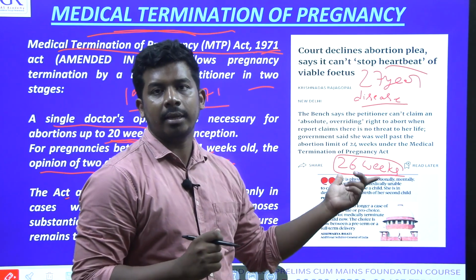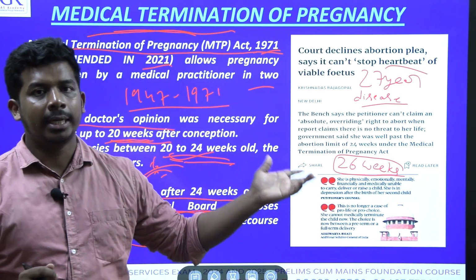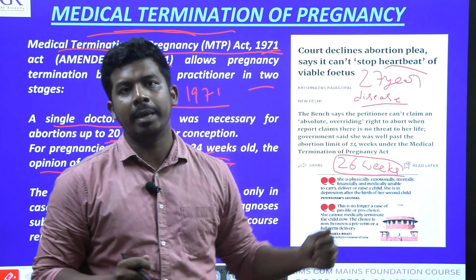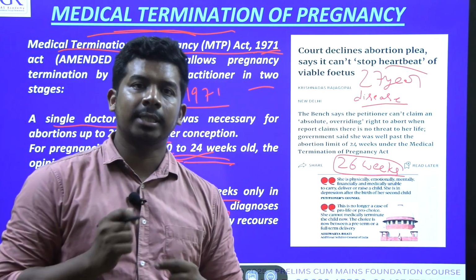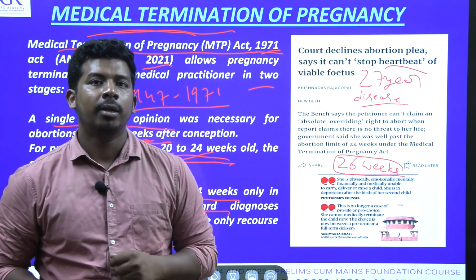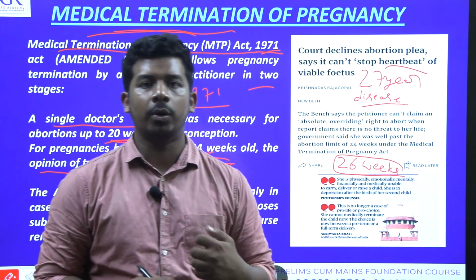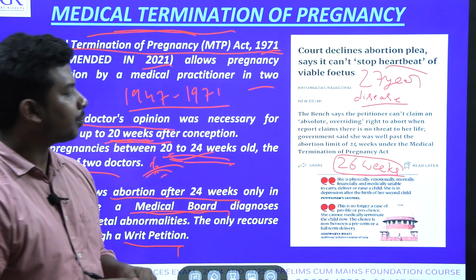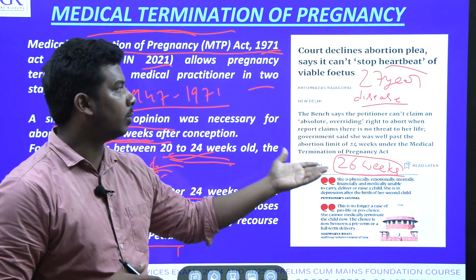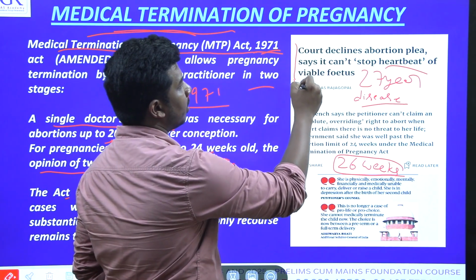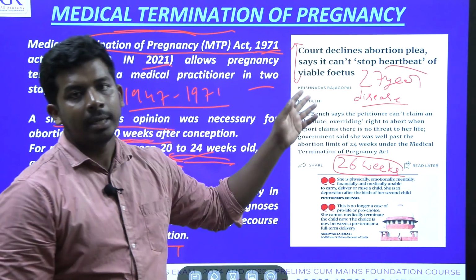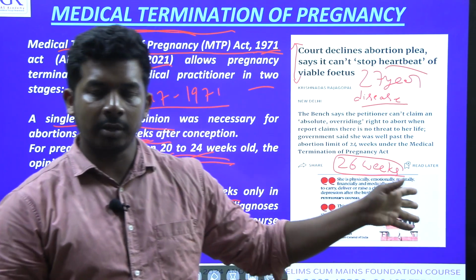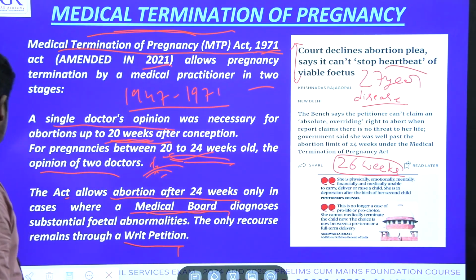So in this case, the baby clearly has a heartbeat. So it is 100% ascertained that the baby is alive. So now it is not just abortion, it becomes a killing. Now it is right of a woman over her body versus right to life of an unborn child. So now this baby is alive. So the Supreme Court declined the request of the woman to terminate her pregnancy. The court did not accept termination of pregnancy. So that is the current news.